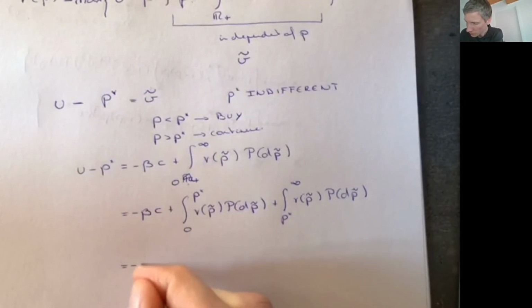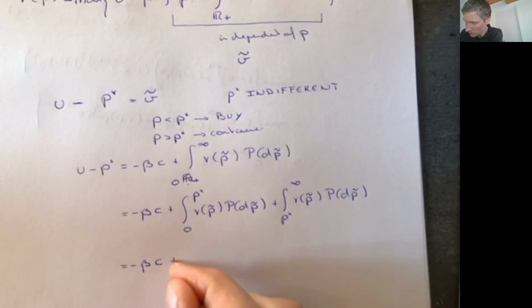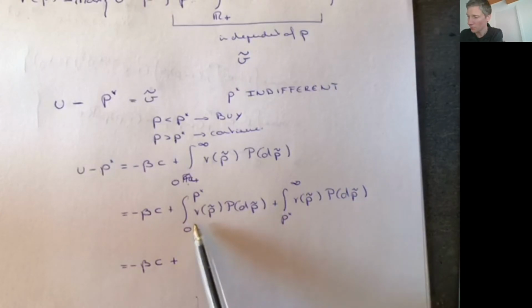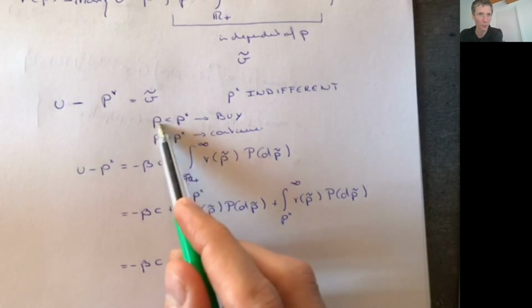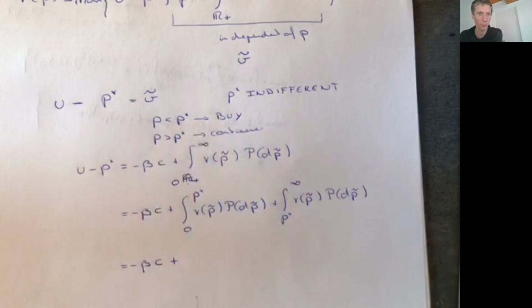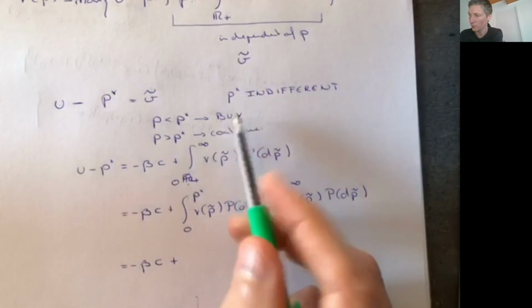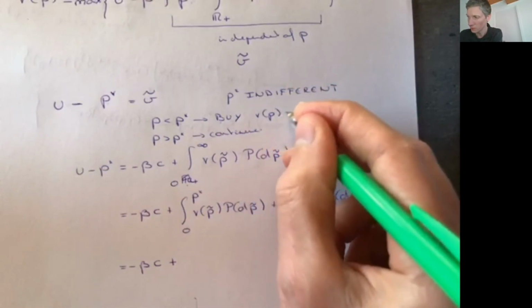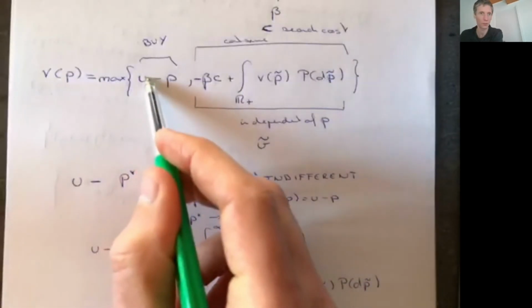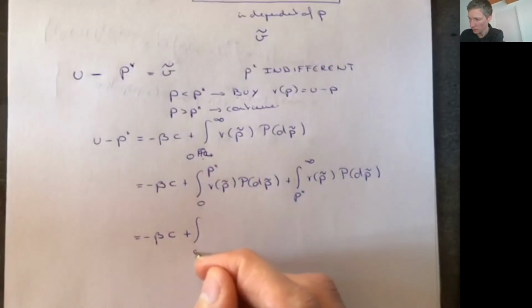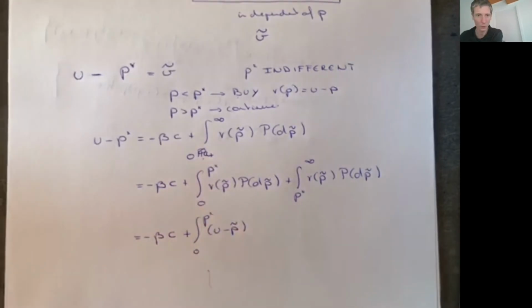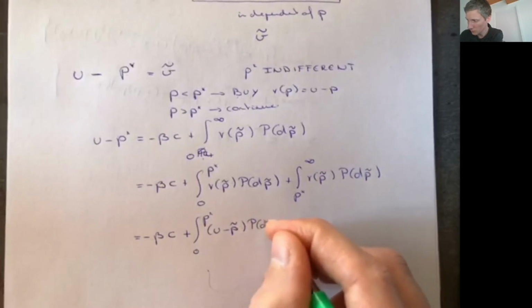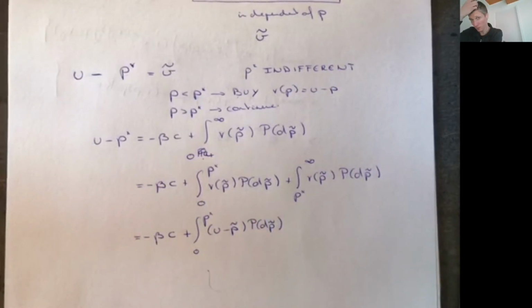So this is equal to minus beta C plus, well, if the price is between 0 and P star, then it's below P star, so here I'm going to buy. If I'm going to buy, then I know that V of P is equal to U minus P, the first thing here, so I can simply substitute this in here. So this is U minus P tilde times the density dP tilde.